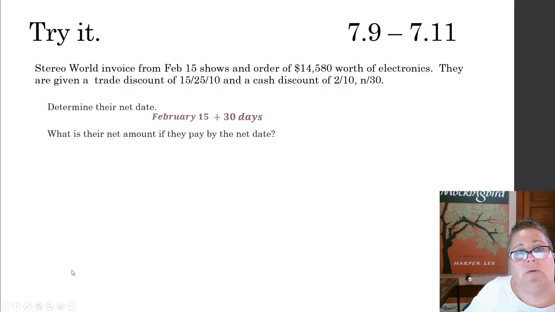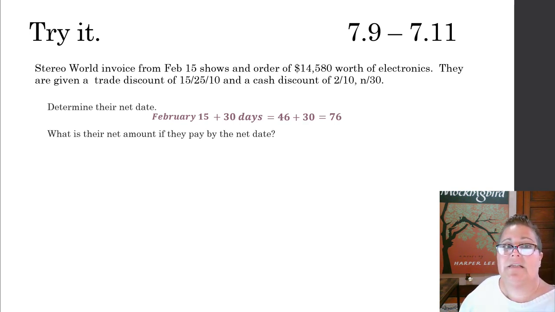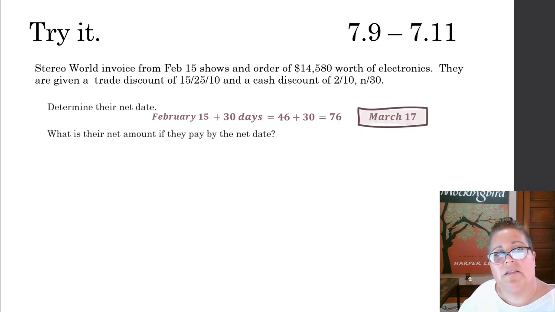I can look at February 15th on the table and I see that that's day 46. I then add 30 days to get day 76. I find 76 on the table of days and I get that that's March 17th. That is one way to do it.